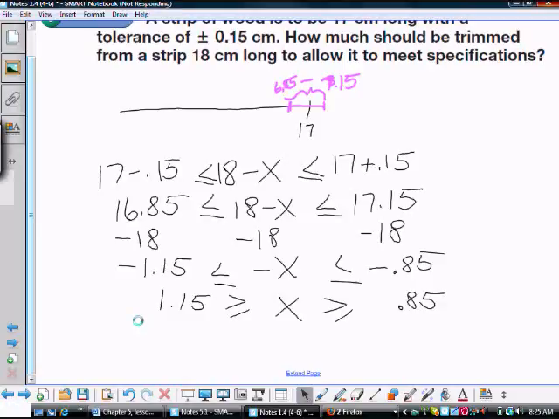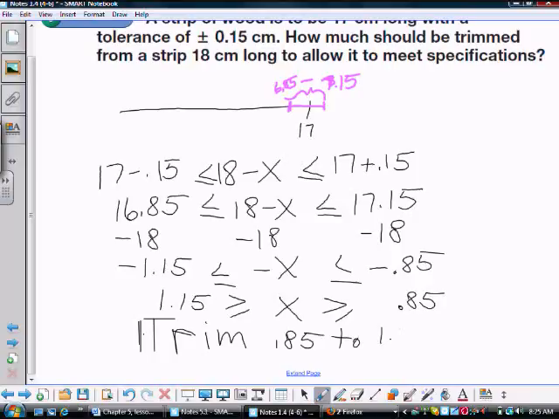All right. So we need to trim. Nope, come on. You can do this. Trim. There we go. 0.85 to 1.15 centimeters. Yay, problem done.